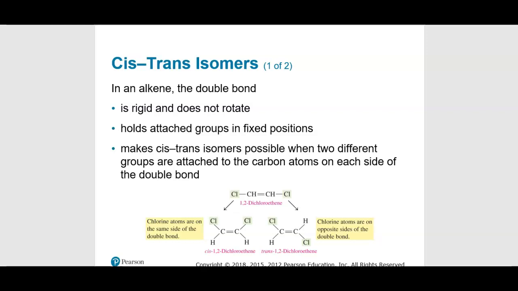Now, if you have different substituents, like a bromine in place of one of the hydrogens, then you have complications. But there's a system for that, which we're not going to worry about right now. What you're going to see in biochemistry is largely going to be cis and trans.